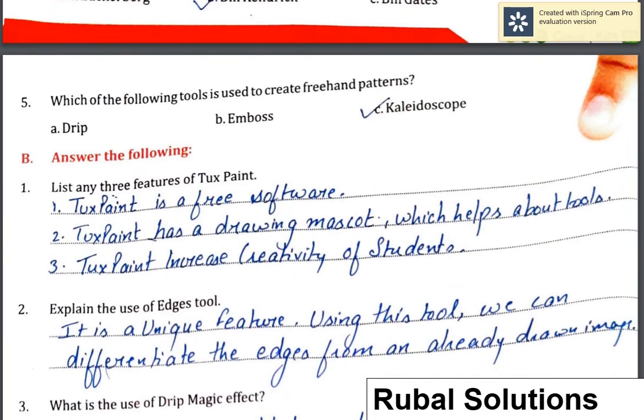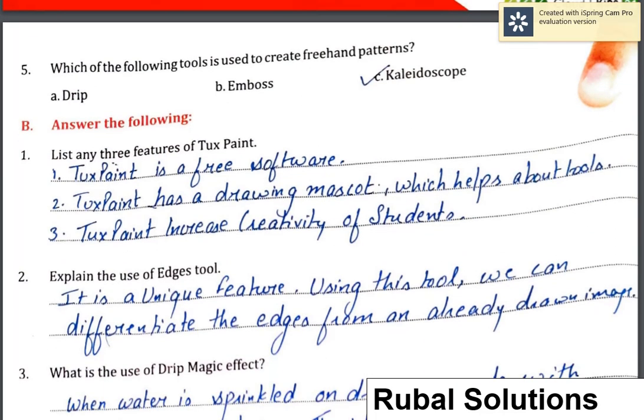Now the B part, answer the following. List any 3 features of Tux Paint. You will be able to get many features from the theory chapter. The theory chapter is available in our playlist under the name of Class 3 playlist. Please go there and see the full chapter, because this is the video only for question and answer and the back exercise of Class 3 Chapter 3 Tux Paint. Let's start again. List any 3 features of Tux Paint.